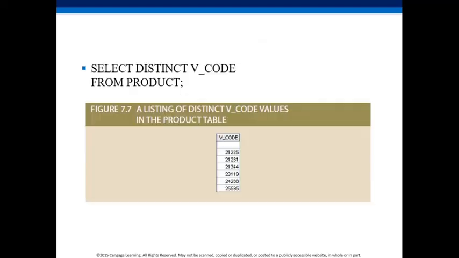So here is an example: SELECT DISTINCT, then the V_CODE, FROM product. DISTINCT determines the column it will look up as unique. The output is the V_CODE in the product table, with each value unique. If we remove DISTINCT, it will list the vendor codes with repeats. So that is DISTINCT.